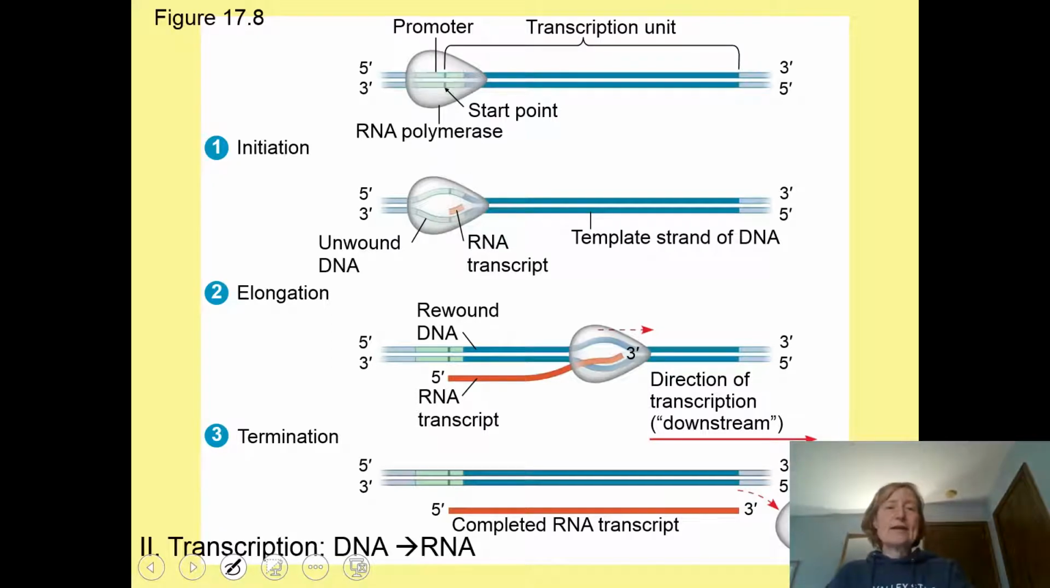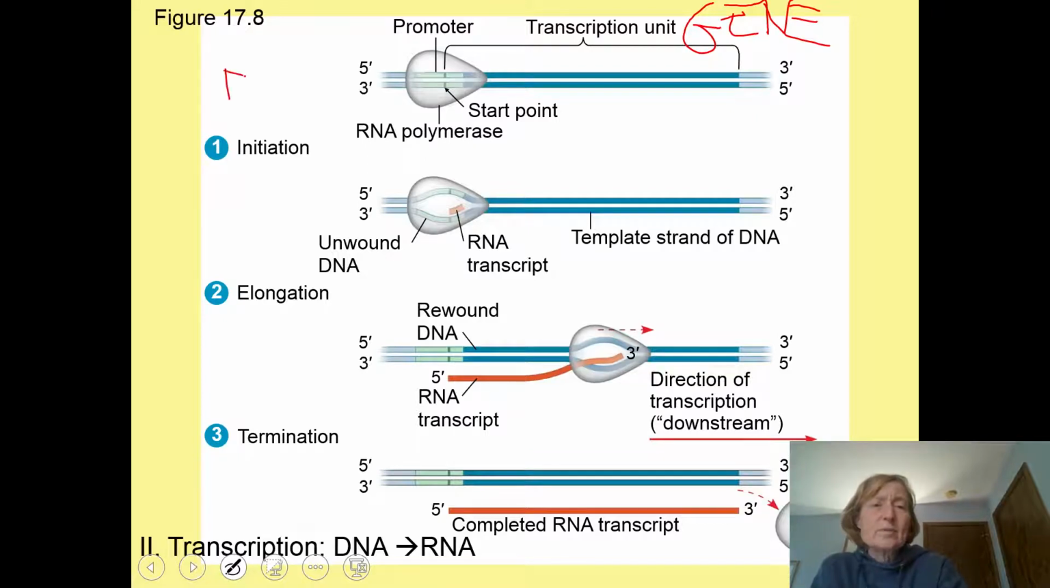And what we're looking at here is a piece of DNA. Let's just call this, it's called the transcription unit. Think of this as being a gene, right? Notice that the DNA is double-stranded. Okay. The strands run in opposite directions, 5' to 3' and 3' to 5'.